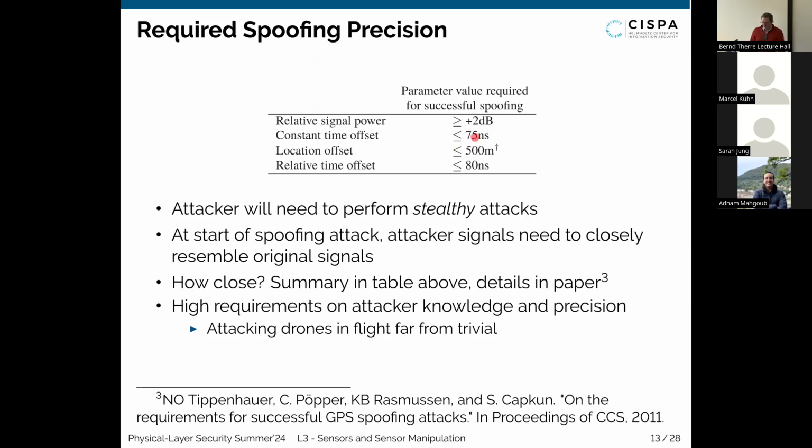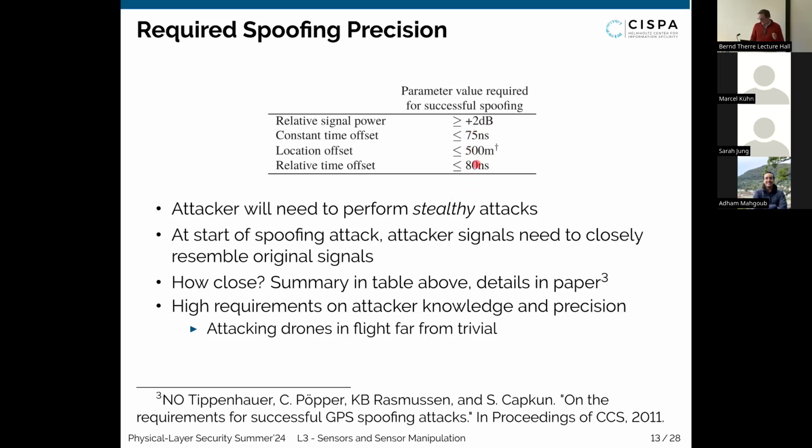The time synchronization had to be within 100 nanoseconds or something like this. You had to very precisely know your own location and the location of the victim as an attacker, so that you could make sure that the signals you sent out were also arriving at the right time at the victim. And the location that you would be spoofing would initially have to be within 500 meters of the true location of the victim.